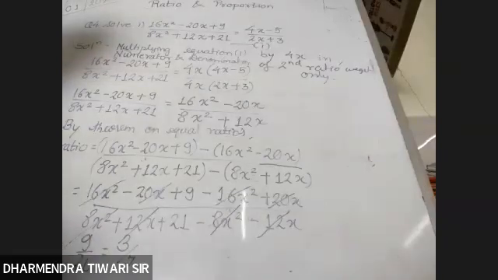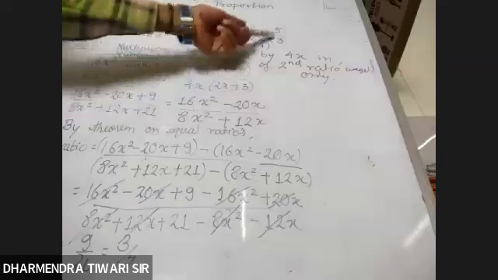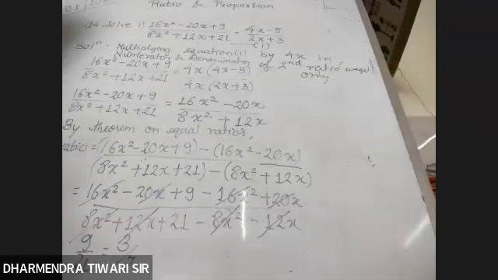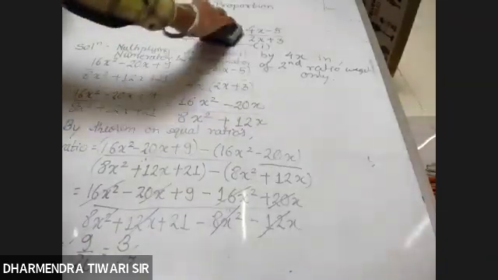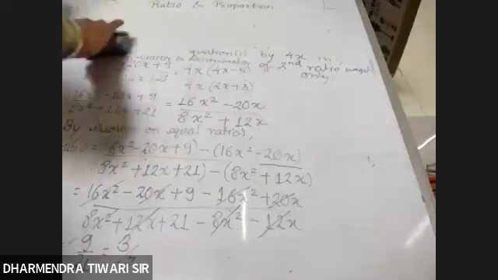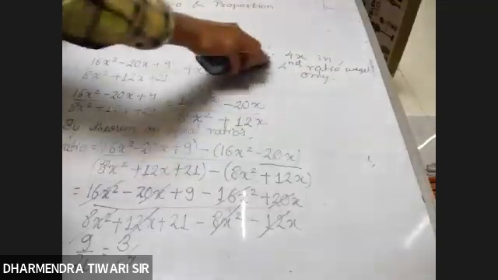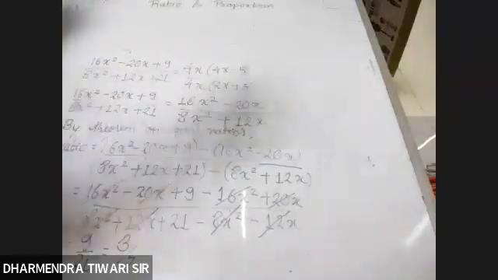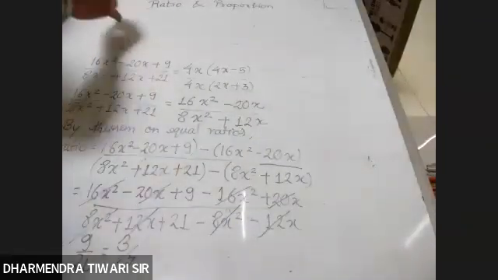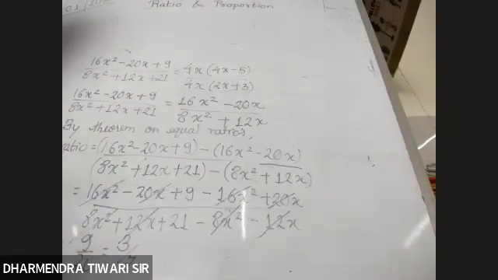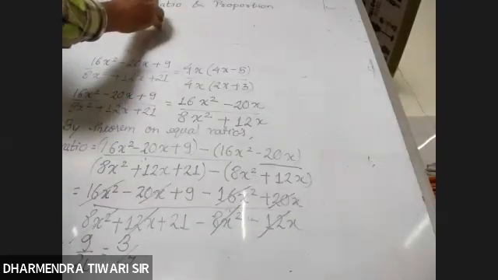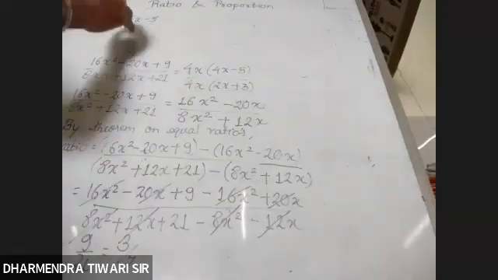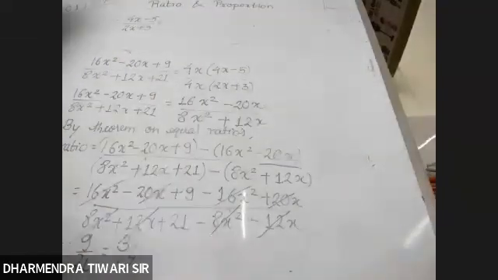So we can use this value of each ratio for any one of the ratios. So I'll be using it for the second ratio, that is 4x minus 5 upon 2x plus 3 is equal to 3 by 7. Therefore, we can conclude that 4x minus 5 divided by 2x plus 3 is equal to 3 by 7.